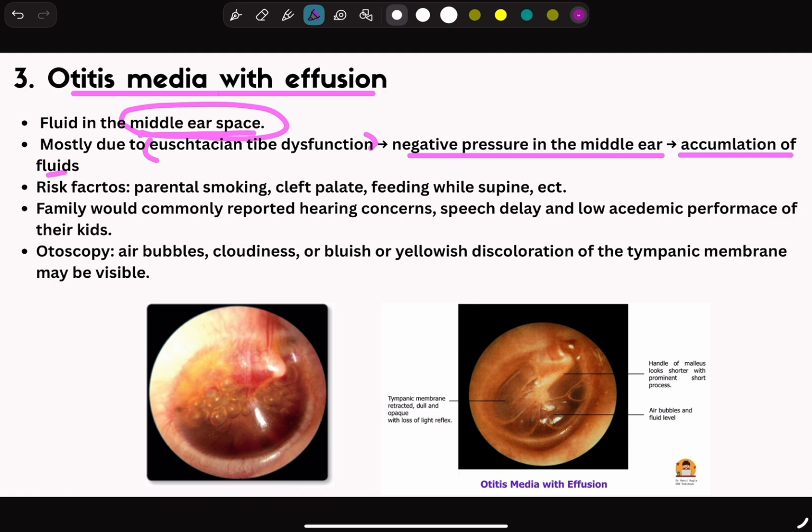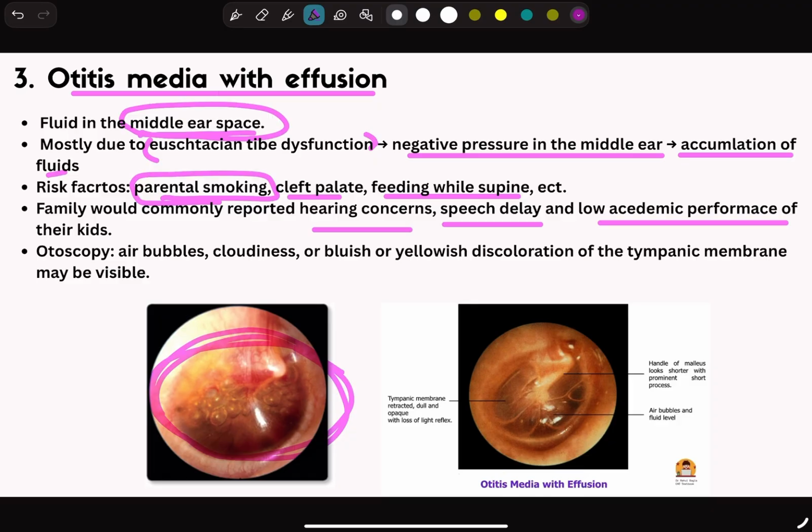And the risk factors are really smoking, secondhand smoking, especially if the parents are smoking, if the patient has cleft palate, and how they are feeding. These can really put them at risk of having fluid. So the family would actually report a hearing concern. They would tell you, we call him, but he's not really paying any attention. Speech delay and low academic performance at school are very common presentations. And when you put the otoscope in, you will see there's cloudiness of the tympanic membrane.